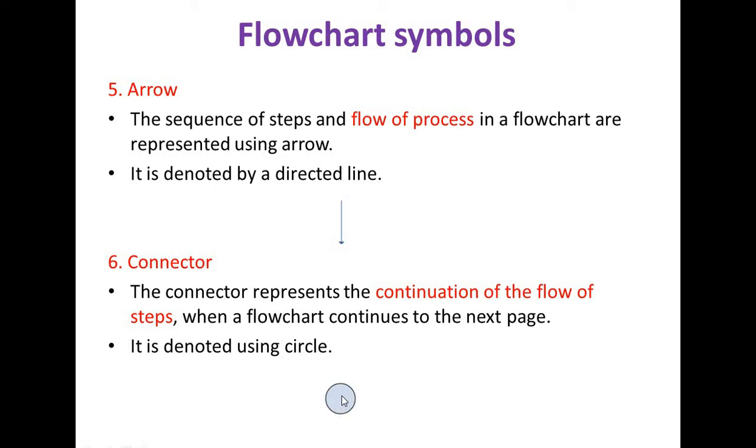Inside this circle we give some alphabet for our identification. For example, we may give A or X, anything we can give inside this connector. Wherever we finish the connector on one page, whatever alphabet we give, on the next page we start with the same connector, like alphabet A represented inside it. The meaning is that this flowchart is the continuation from the previous page. Like that, the continuation of the flow of steps is represented with the help of the connector, denoted using a circle shape.